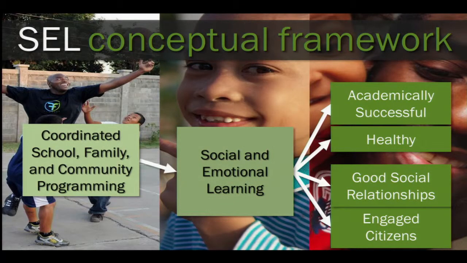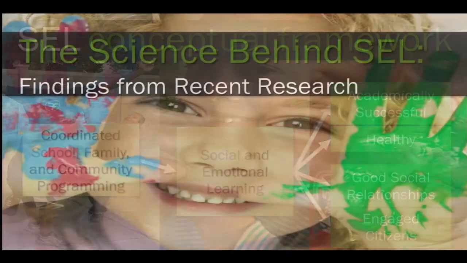There's a coordinated model. The SEL framework is not just about schools doing it, or about community doing it. It's about coordination among school, family, and community, working together to promote social and emotional learning and development that leads to academic success, kids who are healthy, good social relationships, and engaged citizens.